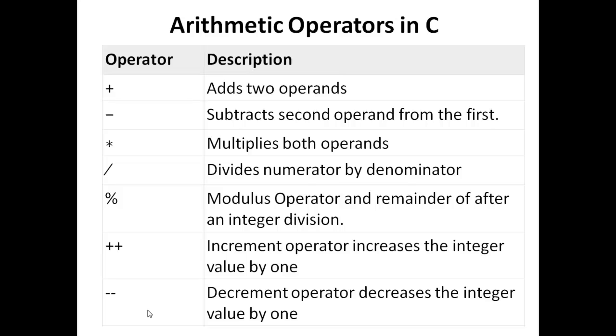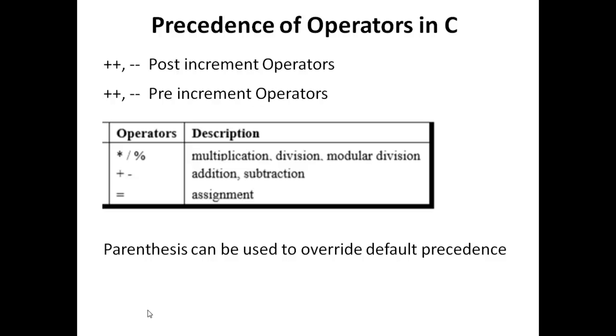The following are the operators which we use in C. Plus will add two operands, minus will subtract the second operand from the first, and asterisk multiplies both operands. The division operator divides the numerator by the denominator, and the modulus operator will give the remainder. The plus plus is an increment operator which increases the integer value by 1, and the decrement operator decreases the integer value by 1. So we have post-increment and pre-increment operators, and parentheses can be used to override the default precedence.